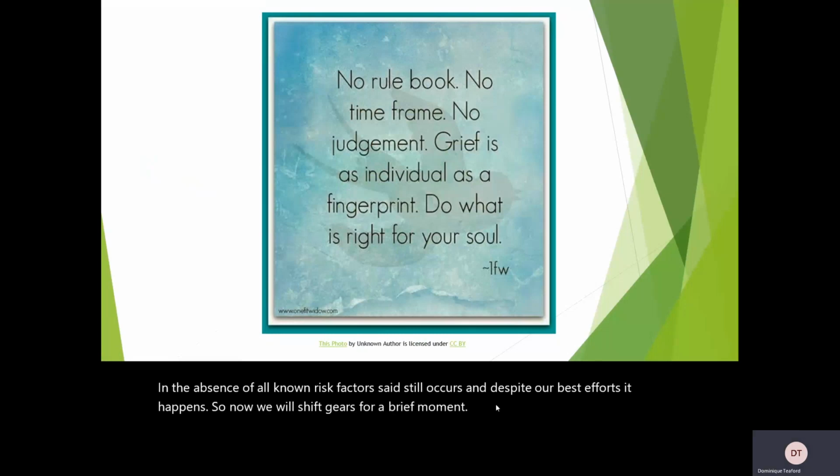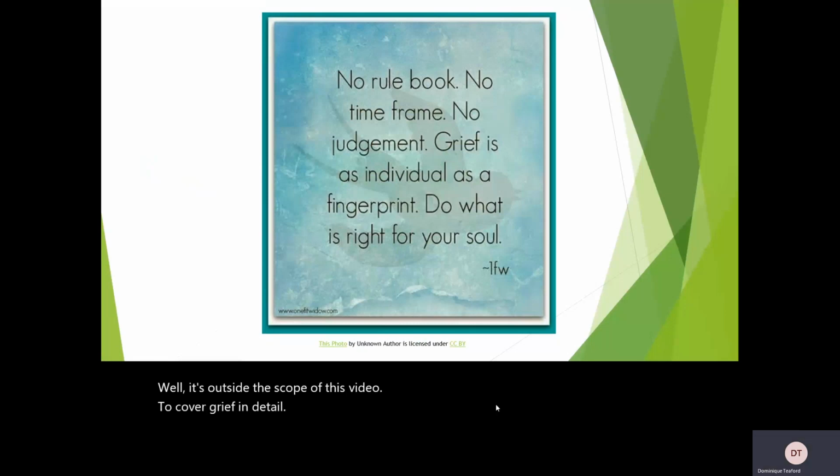While it's outside the scope of this video to cover grief in detail, we want to make a few key points. The first is that everyone grieves in their own way. Grief is individual. There's no rule book, no time frame, no judgment. Grief is as individual as a fingerprint. Do what is right for your soul. We include this quote because we thought it was very telling of the very individual journey of grief.